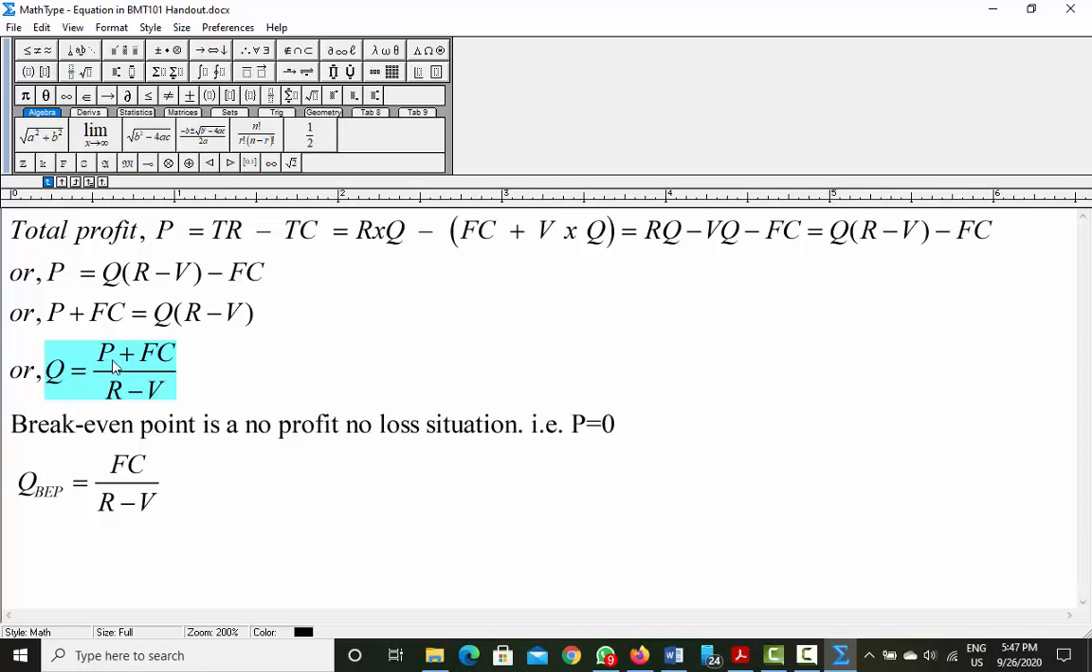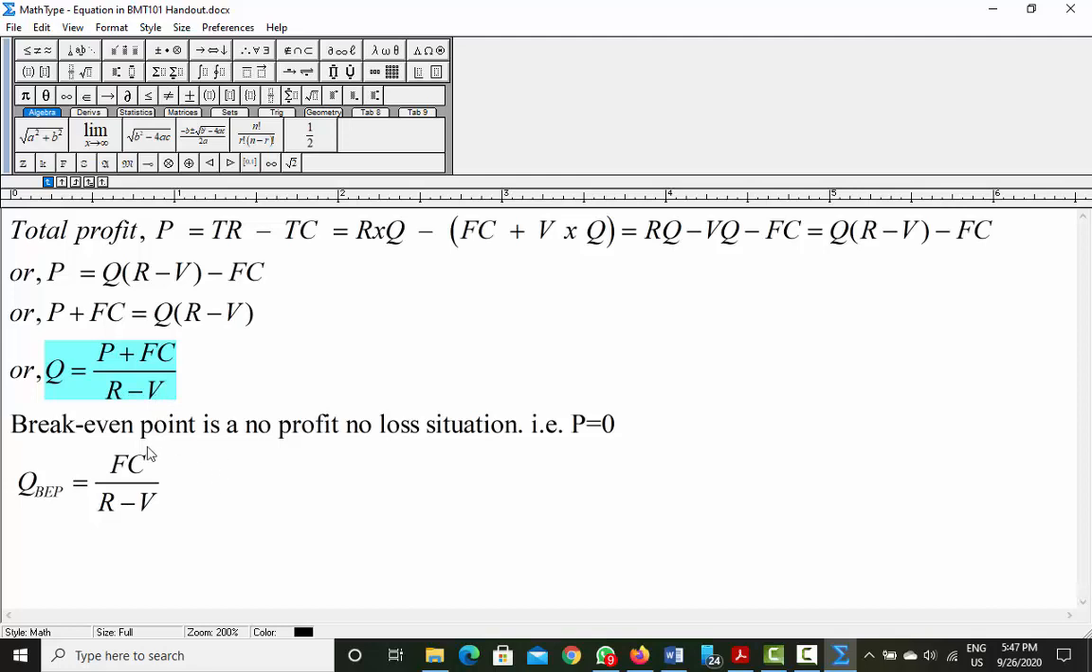So Q is equal to P plus FC, that means profit plus fixed cost, divided by revenue per unit minus variable cost per unit. So P is profit, FC is fixed cost, R is revenue per unit and V is variable cost per unit.